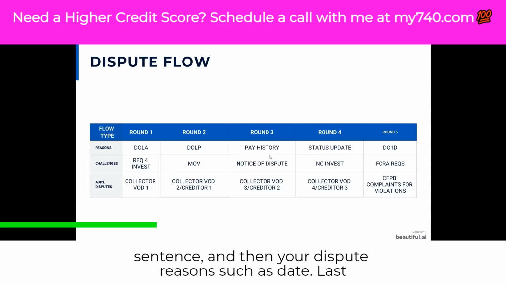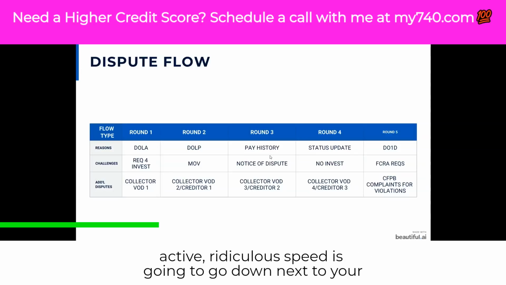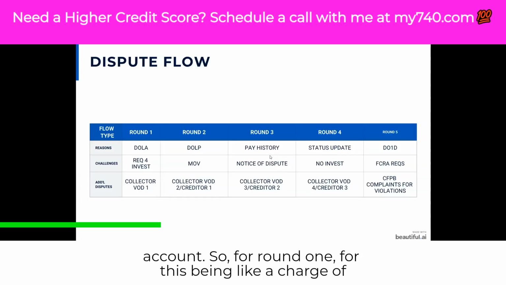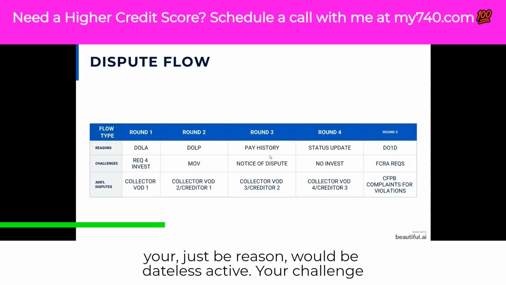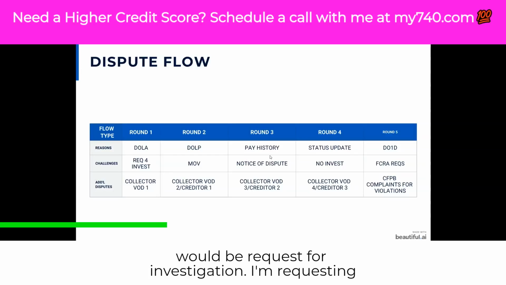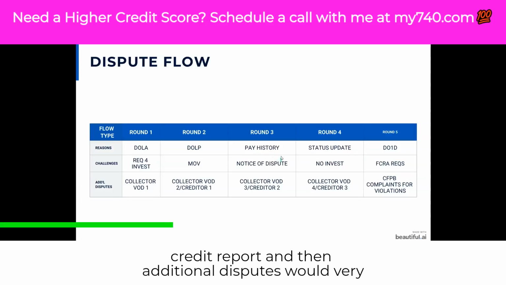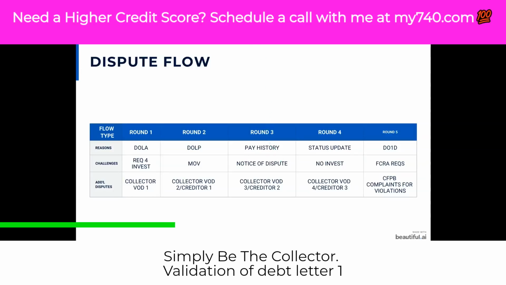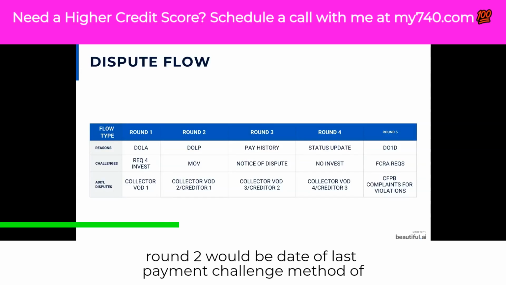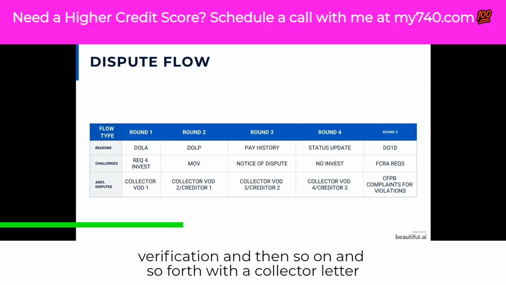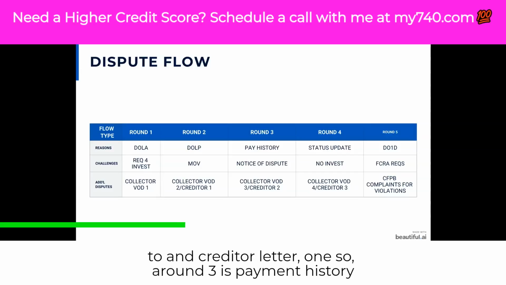And then your dispute reason, such as date last active or date last paid, is going to go down next to your account. So for round 1, if we're disputing like a charge off, your dispute reason would be date last active. Your challenge would be a request for investigation. I'm requesting that you investigate the following inaccuracies on my credit report. And then additional disputes would very simply be the collector, validation of debt, letter 1. Round 2 would be date of last payment, challenge, method of verification, and then so on and so forth with collector, letter 2, and creditor, letter 1.